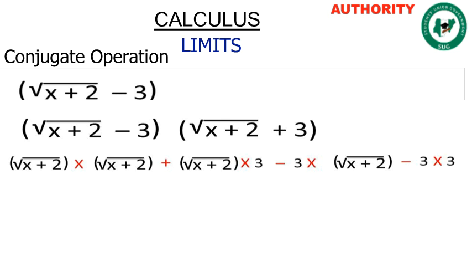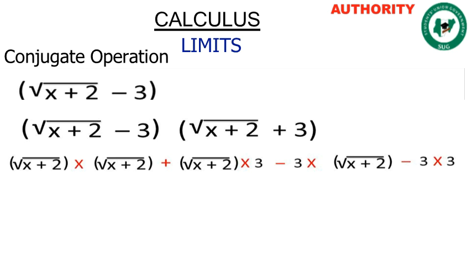Now, look at this. We say square root of x plus 2 multiplied by square root of x plus 2 in the other bracket. Then you keep it. You also say square root of x plus 2 multiplied by the plus 3 in the other bracket. Then you keep it. You say minus 3 in the first bracket multiplied by square root of x plus 2 in the second bracket. And then you also say minus 3 multiplied by plus 3 in the other bracket. Then you perform the operation and you have your answer. Okay, now let's do it.